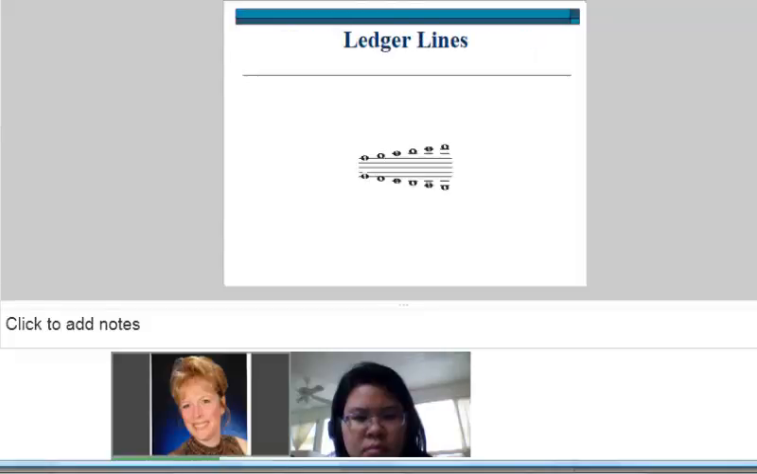Ledger lines. Ledger lines extend above and below the staff, allowing for higher or lower notes to be shown than would otherwise fit on the staff. These notes also follow the same musical alphabet pattern as the staff does.